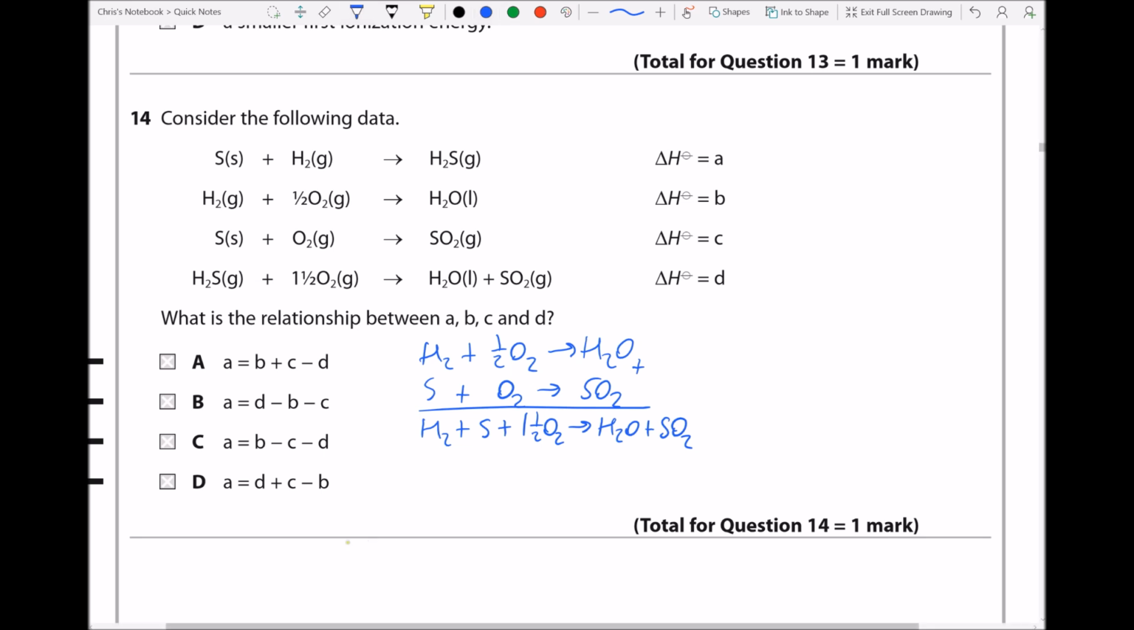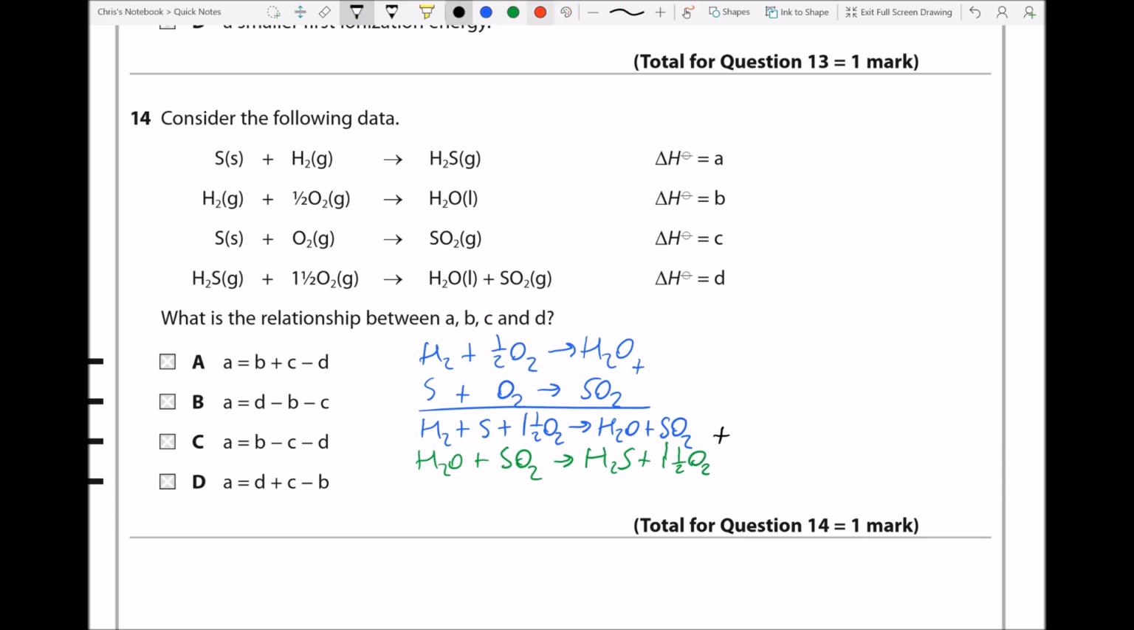Now, when it says minus D, all we have to do is flip this equation around. It's just doing the opposite, so we're doing negative. So instead of putting H2S plus 1.5 O2, we're going to put it the other way around. Just so we don't get confused, I'm going to do it in green. So I'm going to put H2O plus SO2, and that's going to form H2S plus 1.5 O2. Okay, so we're going to add these two together.